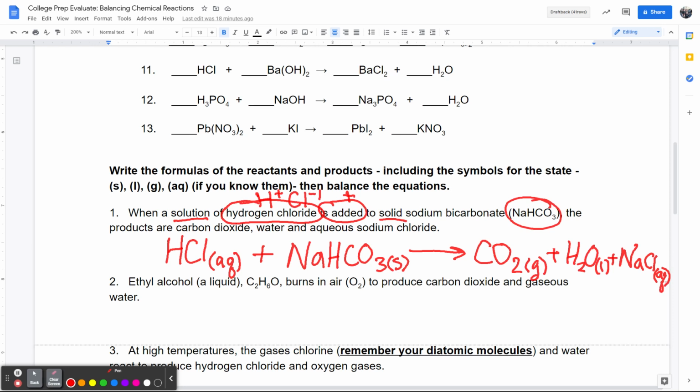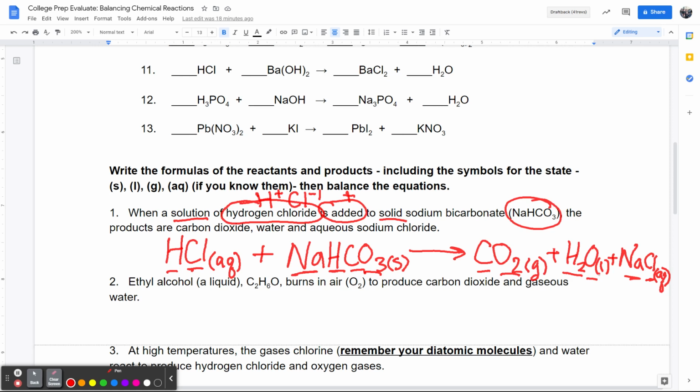So I'm going to look on both sides. On my left side, I have 2 hydrogens. On my right side, I have 2 hydrogens. On my left side, I have 1 Cl. On my right side, I have 1 Cl. On my left side, I have 1 Na. On my right side, I have 1 Na. On my left side, I have 1 carbon. Right side, I have 1 carbon. And then on my left side, I have 3 oxygens. And on my right side, I have 2 plus 1 gives me 3. So this is balanced. So that's how you would answer question number 1 here.